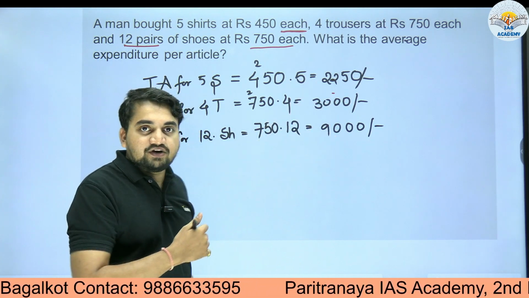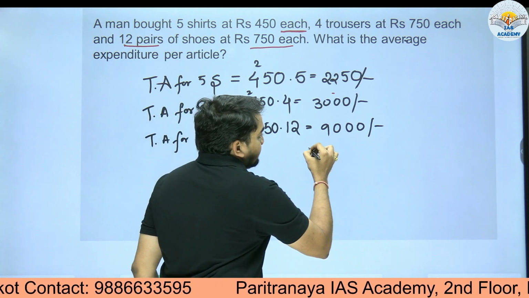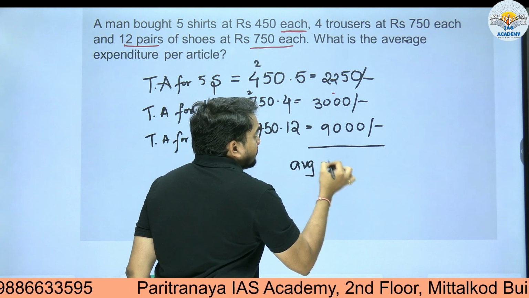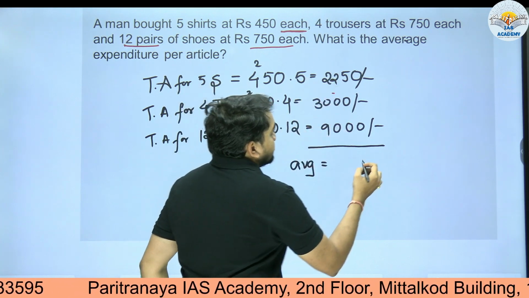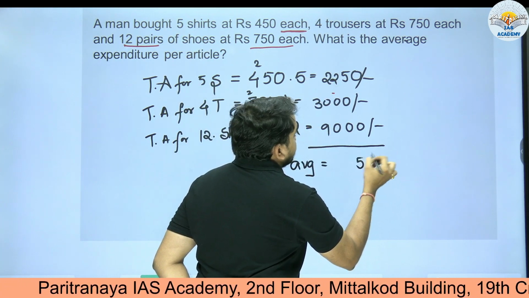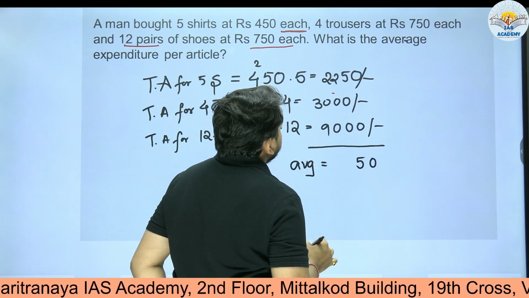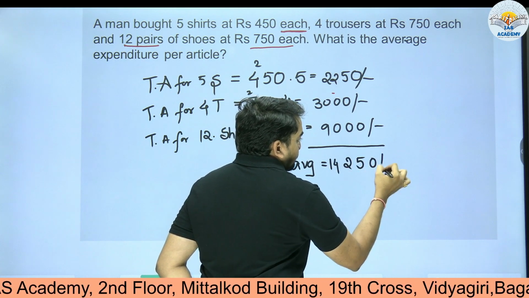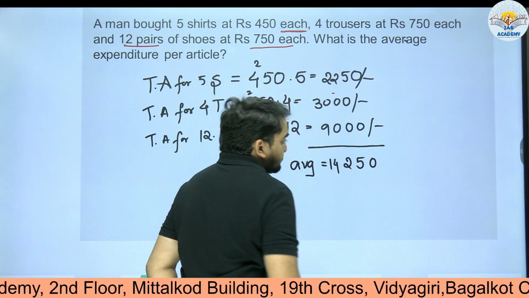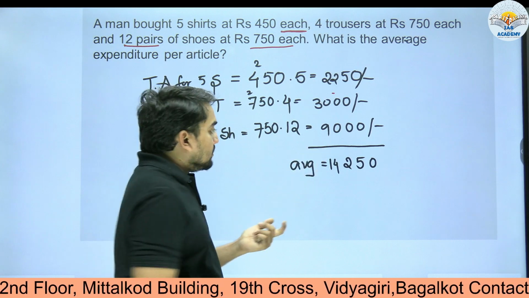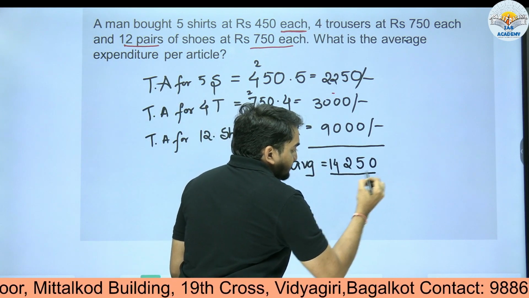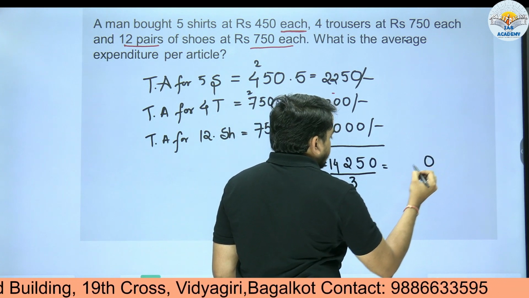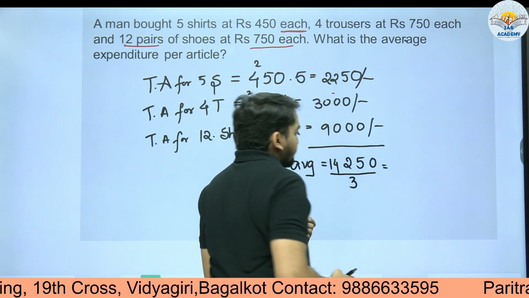So what is the average of three observations? The sum of these three: how much is it? 0, 5, 5, 2, 14. All right, so 14,250 is the total expenditure of those. But I am finding the average, so divide by 3.